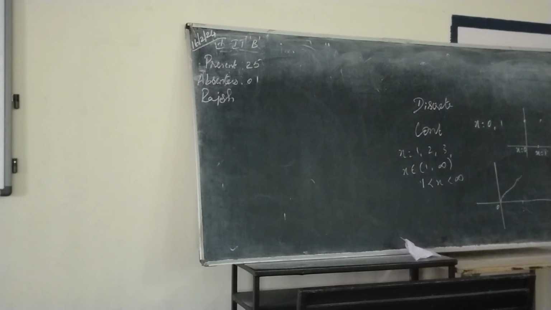So, a random variable is said to be a discrete random variable if it assumes only discrete values.